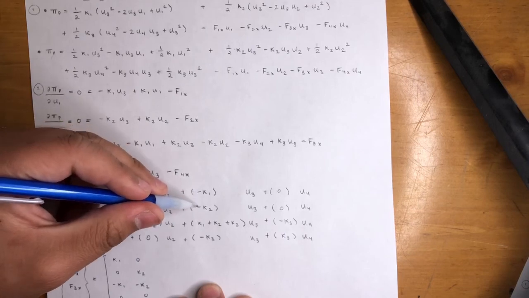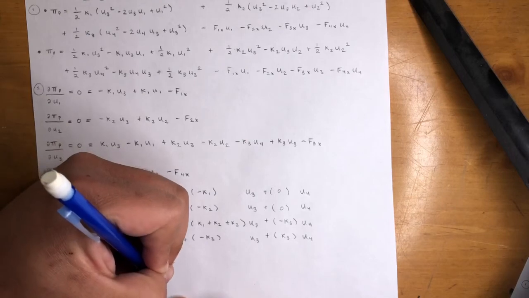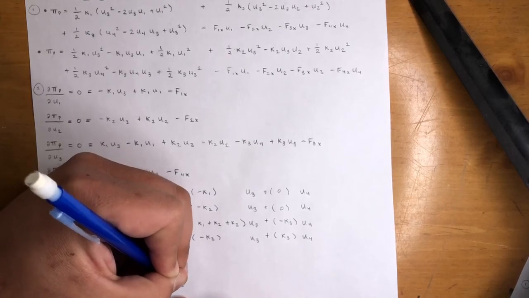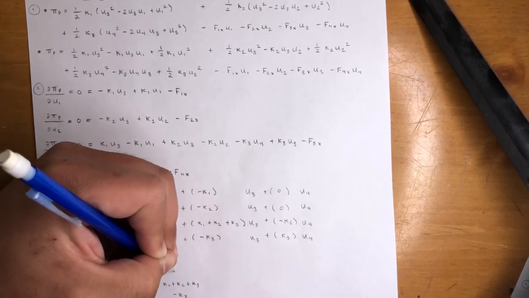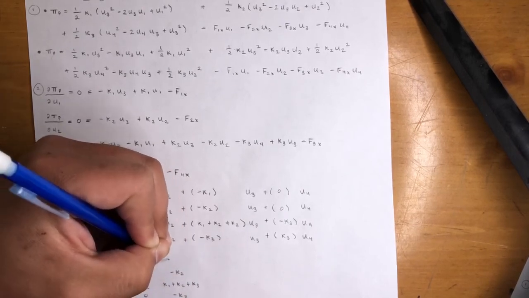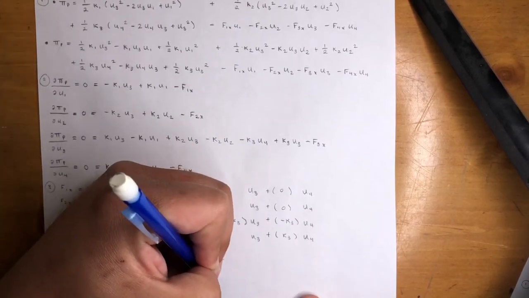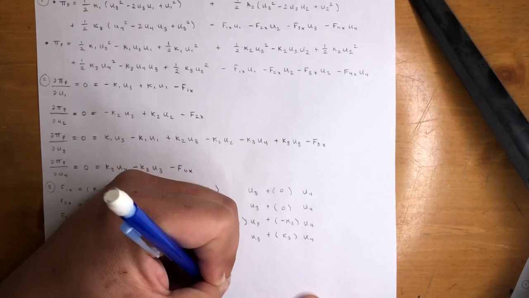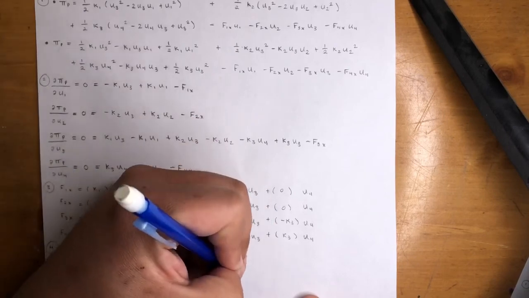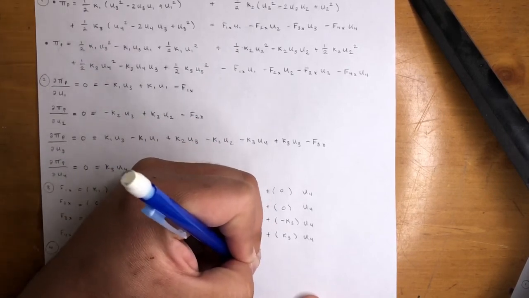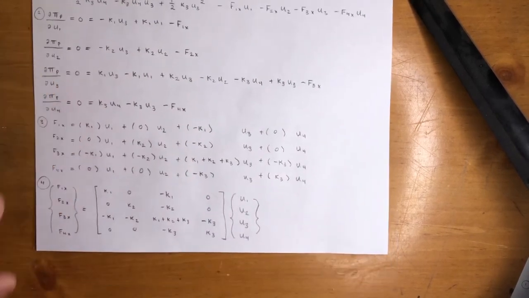Next one is negative K1, negative K2, these three, and then negative K3. So I'm going to go ahead and do this one first because it's the biggest, plus K2 plus K3, negative K3, negative K2, and negative K1. Finally, last one, negative K3, K3, 0, and 0. Cool. So this is the answer, right? U1, U2, U3, and U4. That's the answer right there.